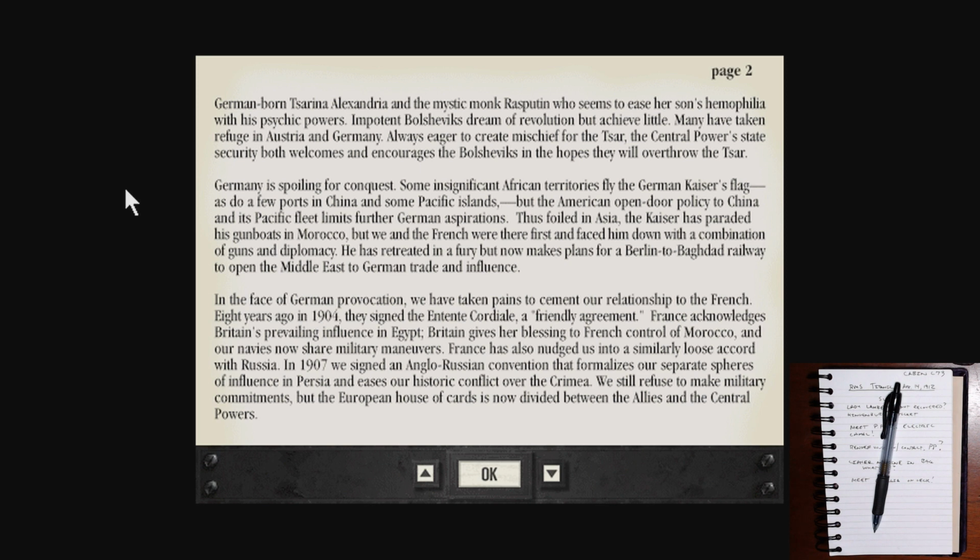In 1907, we signed an Anglo-Russian convention that formalizes our separate spheres of influence in Persia and eases our historic conflict over the Crimea. We still refuse to make military commitments, but the European House of Cards is now divided between the Allies and the Central Powers.